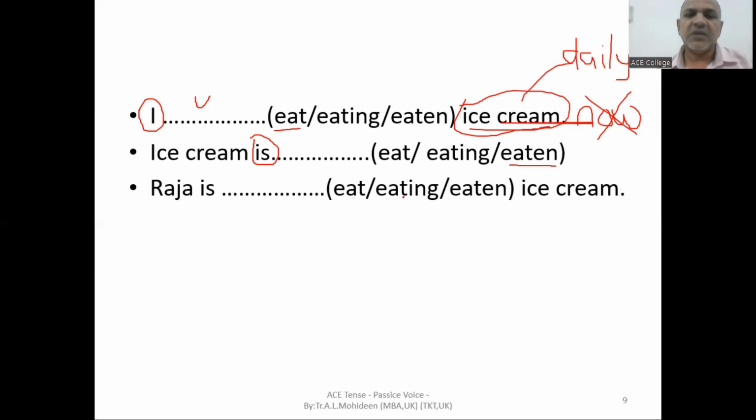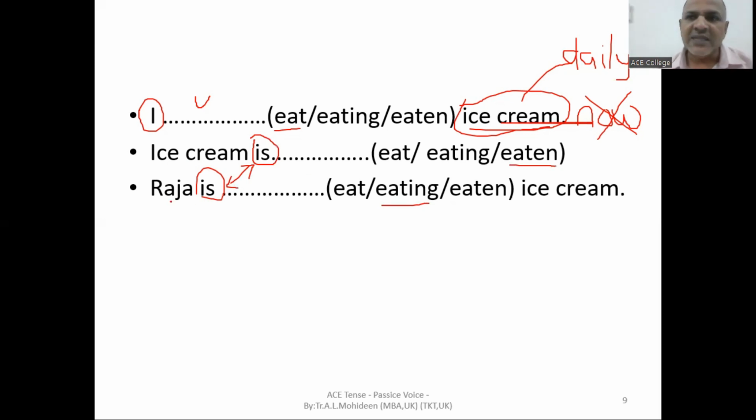Raja is eating ice cream. Very good. Raja is eating ice cream. Why do you put "ing"? Because here also is, here also is. What is the difference? You have to remember. These are two "is". Ice cream is, and this is not a person. This is an object. Eaten.